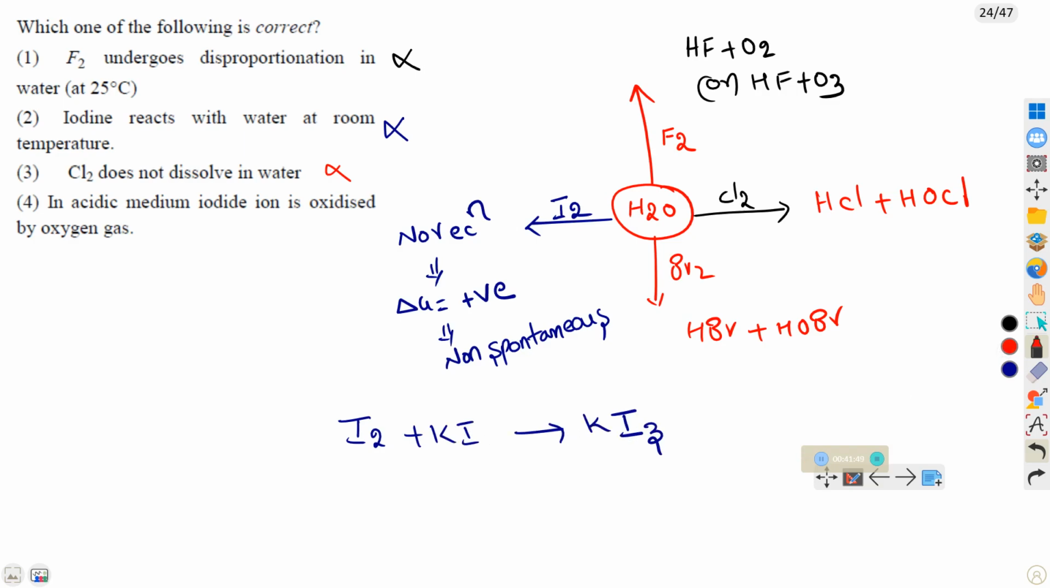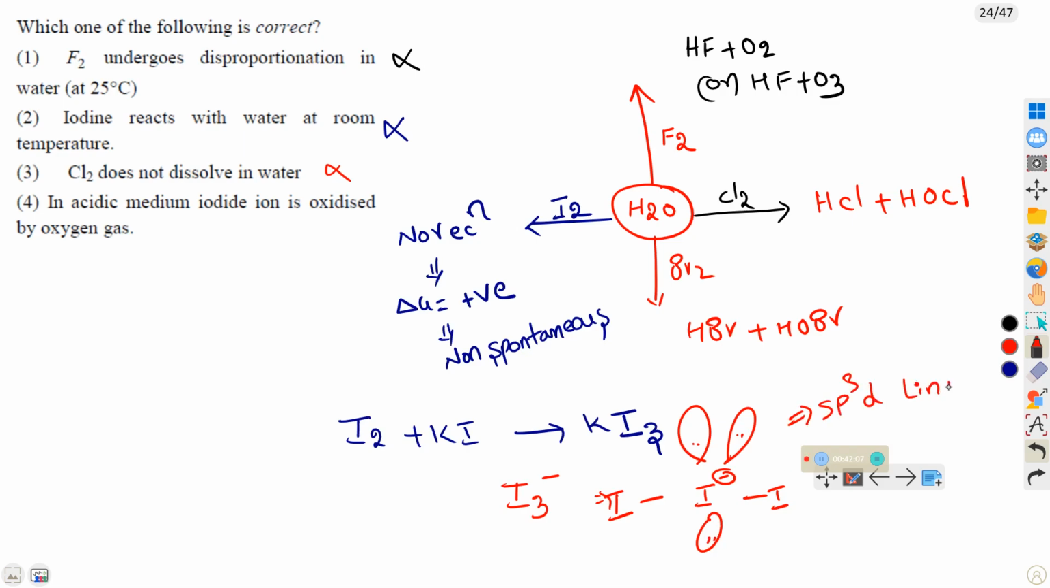Here I3 minus, what is the geometry of I3 minus? I3 minus is available like this. I3 minus geometry is linear geometry. It contains 2 sigma bonds, 3 lone pairs, sp3d hybridization with linear geometry. So first 3 statements are wrong. So the correct statement is only one. In acidic medium, iodide ion is oxidized by oxygen gas. Yes. 4I minus plus 4H plus plus O2 gives rise to 2I2 plus 2H2O.